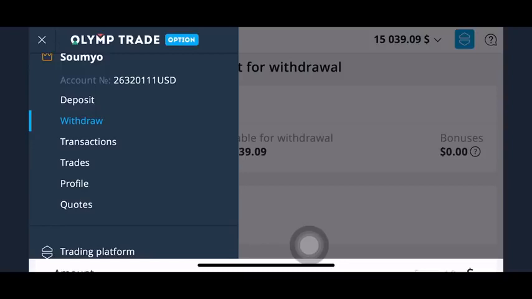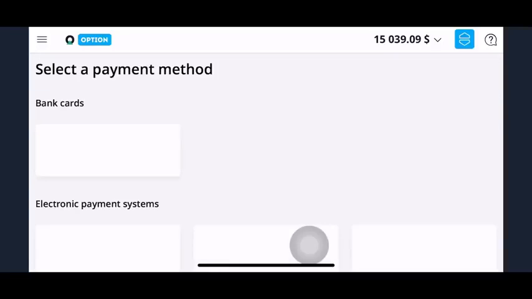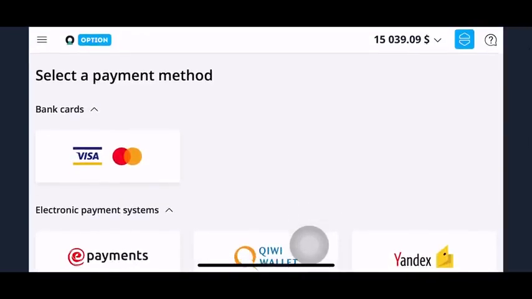Now, here is the deposit button. Just above the withdraw icon, you guys can see the deposit icon. Just tap on that and you will be able to make a deposit. Here are a few options which you can use to make a deposit. First is Visa. You can use a Visa card, not a problem.